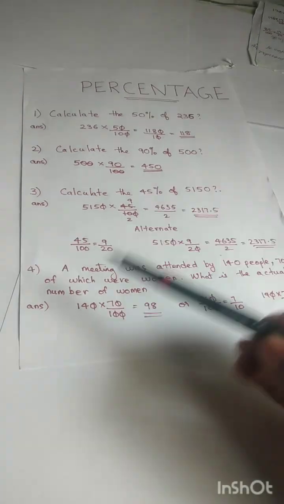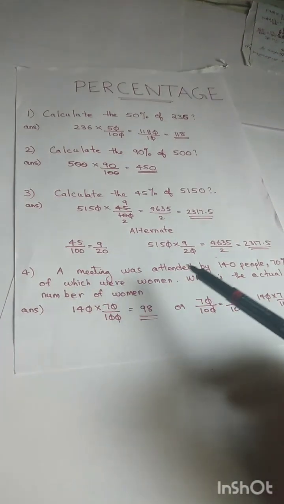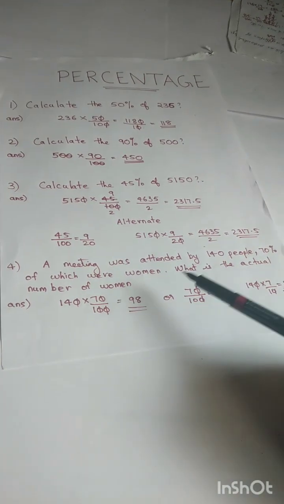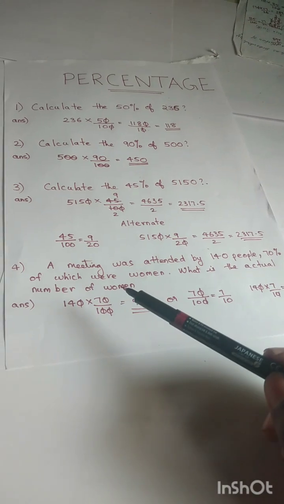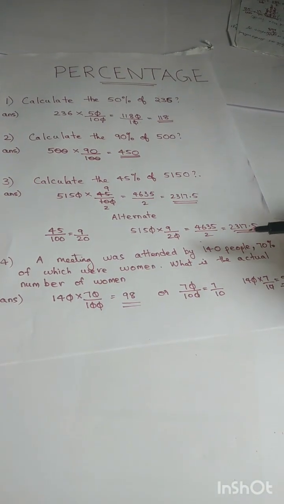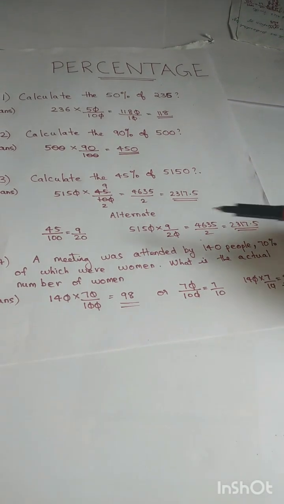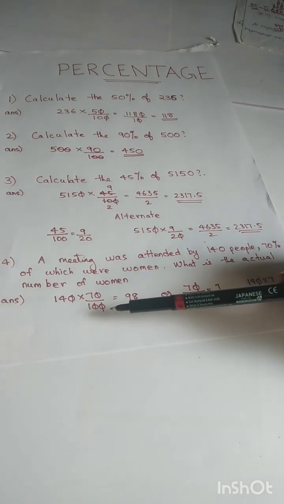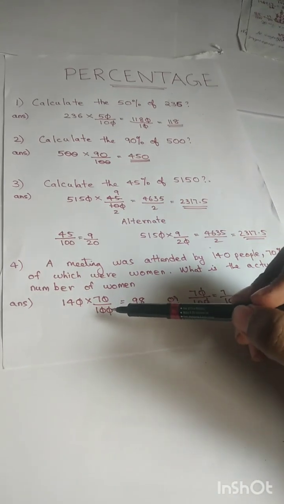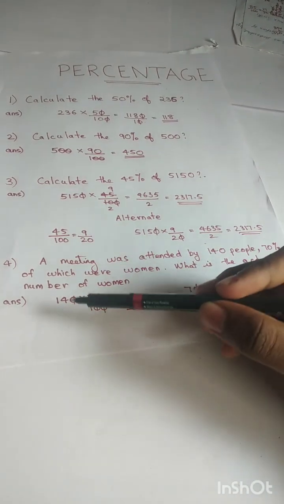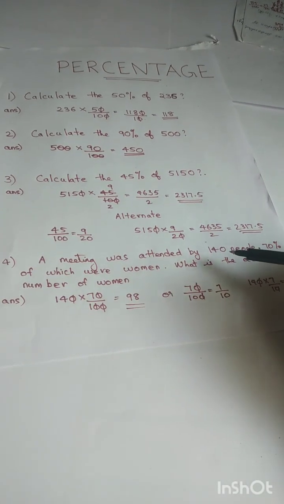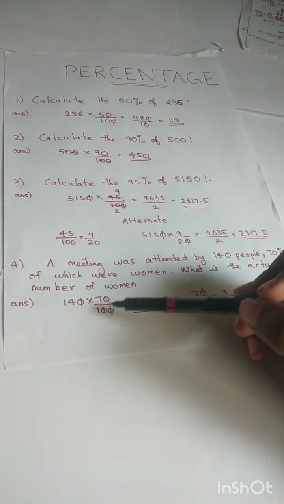So the first question would be: a meeting was attended by 140 people, 70% of which were women. What is the actual number of women? So we want to find the actual number of women, and the meeting was attended by 140 people, 70% of which were women. So 140 into how much percentage were women? 70%. So 70 divided by 100. So we are writing like this, and we would get the answer of this question. So 140 into 70 divided by 100.